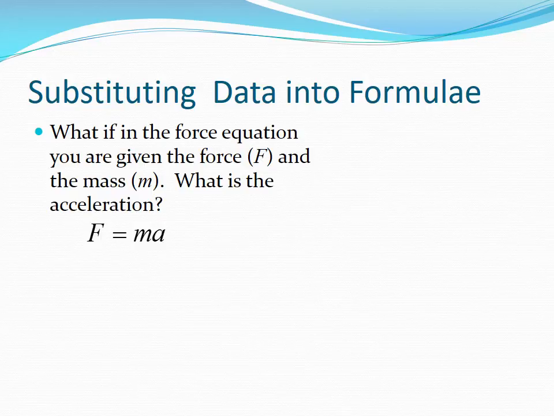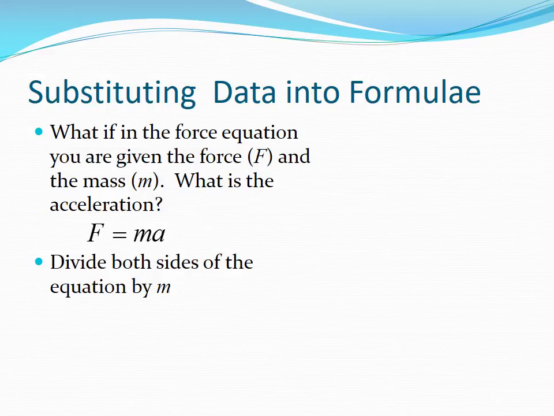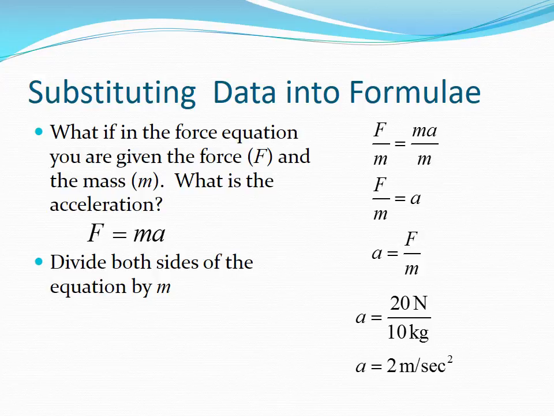In this example, we have the same force equation and want to solve for the acceleration a. Divide both sides of the equation by m. This gives the acceleration is the force divided by the mass. Insert our values of F equal 20 newtons and m equal 10 kilograms and solve for the acceleration, which gives 2 meters per second squared.